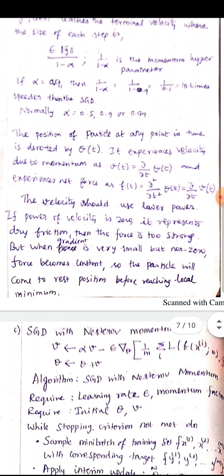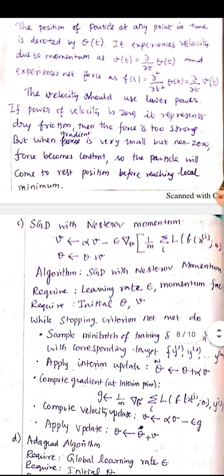So the velocity should be a lower power here. If the power of velocity is 0, it represents the dry friction, then the force will be too strong. But when the gradient is very small but non-zero, force will become a constant. So the particle will come to a rest position before reaching the local minimum. At this point only, as I told, it will come to a rest position. So this has to be handled. This is the drawback of your SGD with the momentum.